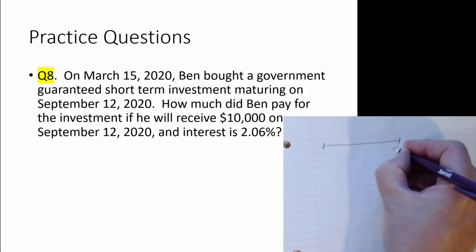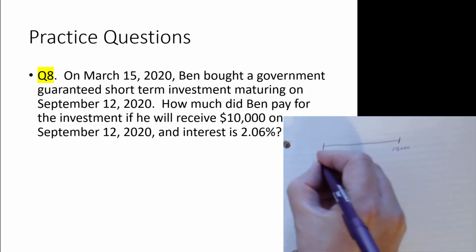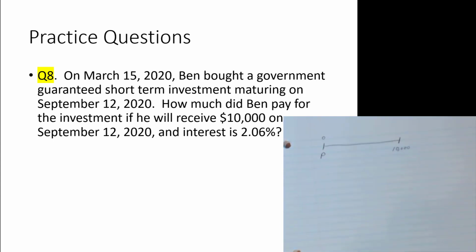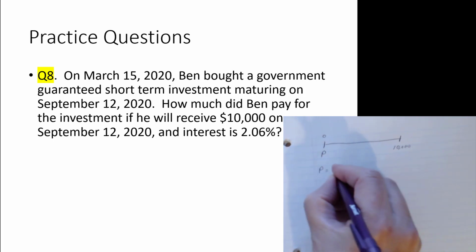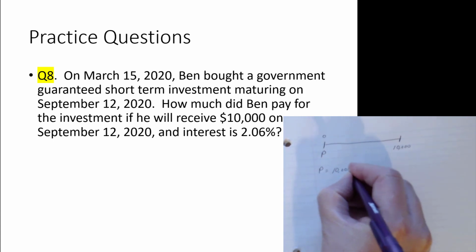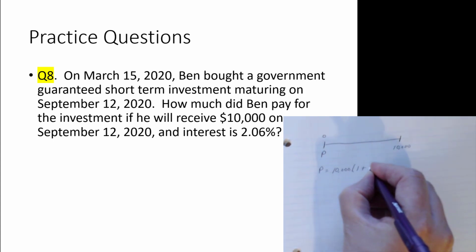Okay, so in the future, he will receive the $10,000. What we don't know is how much he puts in. And we're not exactly sure how long he's got that in there for, because it goes from March 15th to September 12th. It looks like that's a job for days between dates. Okay, so we have our formula for our principal amount, and that equals the $10,000 times 1 plus R.